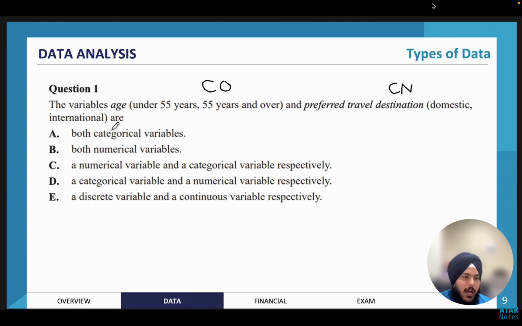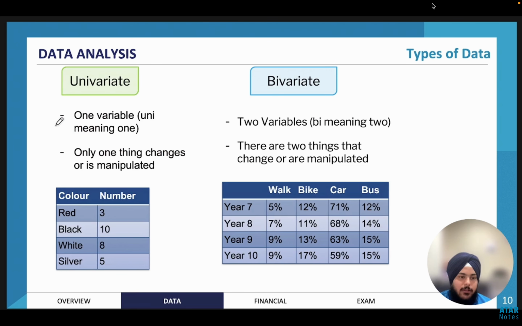So now the question asks, are they both categorical variables? And the answer here would be yes. But are they both numerical variables? No. A numerical variable and a categorical variable respectively? No. D is also no because we have 2 categorical variables. So straight away, we can just say that it's going to be A as our answer. But just checking the rest of the answers just to make sure. Okay. Let me know if you have any questions in the Q&A.